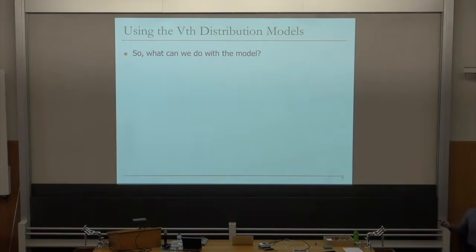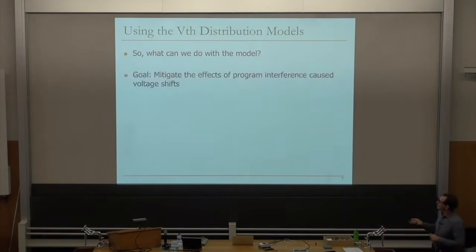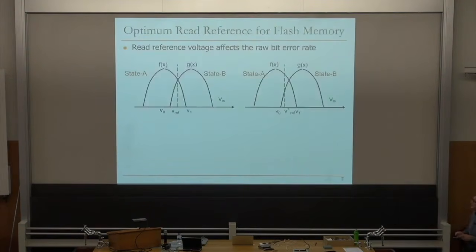So this threshold voltage distribution is important to understand because the read reference voltages you pick are critical for how many errors you get when you're reading. And remember the voltage distribution. Basically, we wanted to mitigate the effects of program interference caused voltage shifts, but this is true for retention also, as we will see. So this is an example of threshold voltage distribution. We actually covered these slides. Let's say you have these two different states, state A and state B, and this is the threshold voltage distribution of the cells that are programmed into these state A and state B.